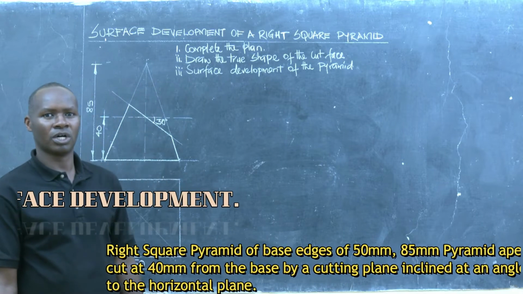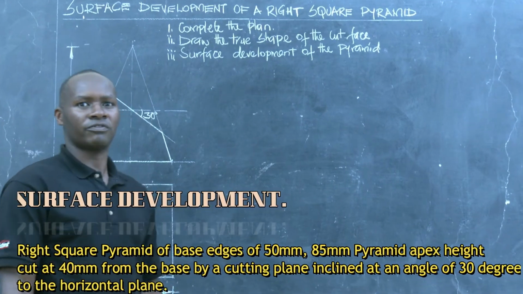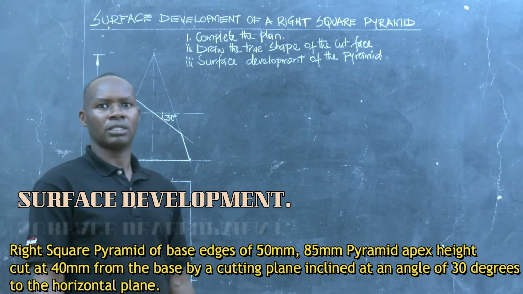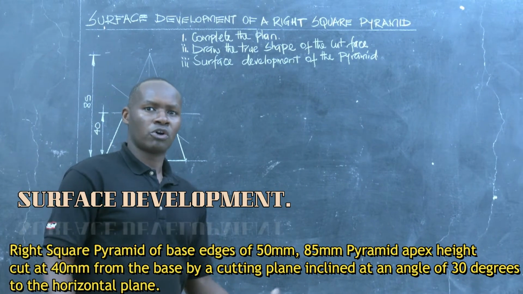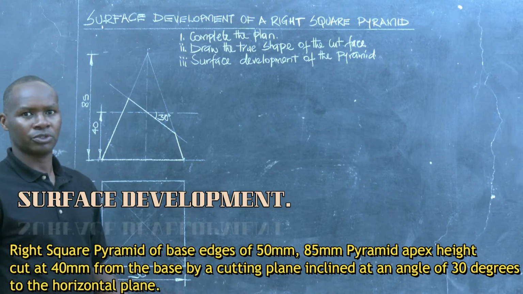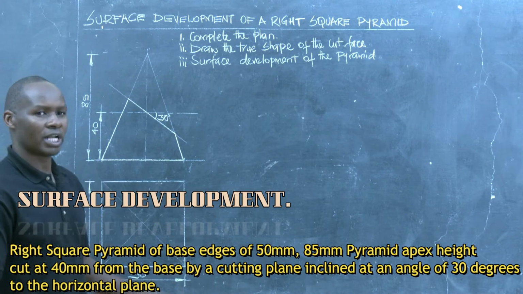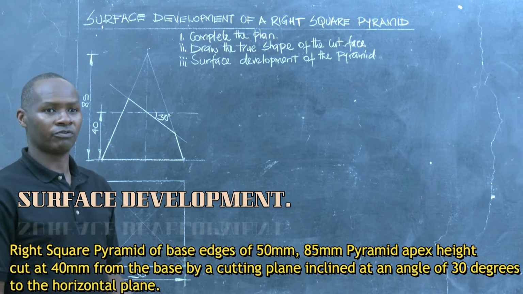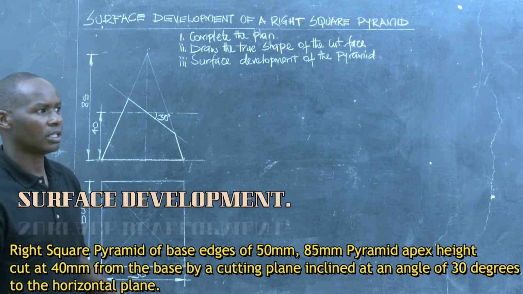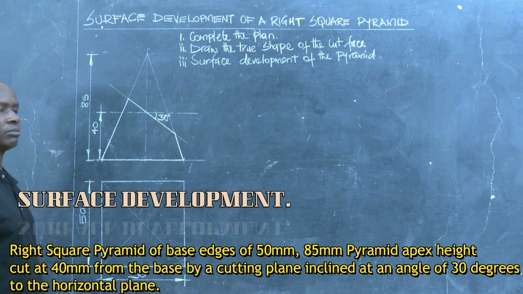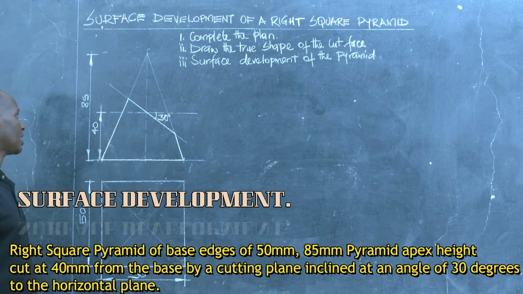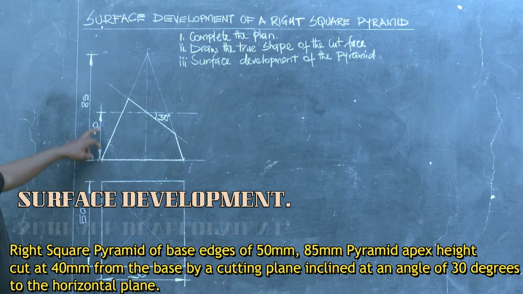I'll be training you how to draw surface development of a right square pyramid. And when you talk of surface development, you are just trying to see how we can open up the various sides of a right square pyramid. And for this case, we are given again a trick a little bit on the pyramid because it has been cut by a cutting plane at a distance of 40 millimeters from the base.